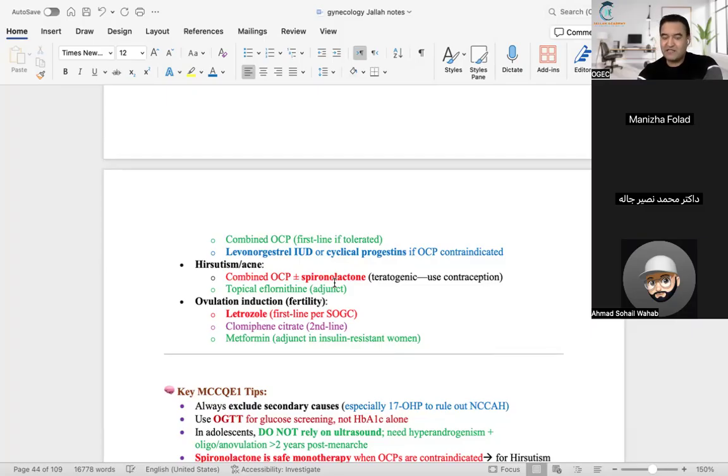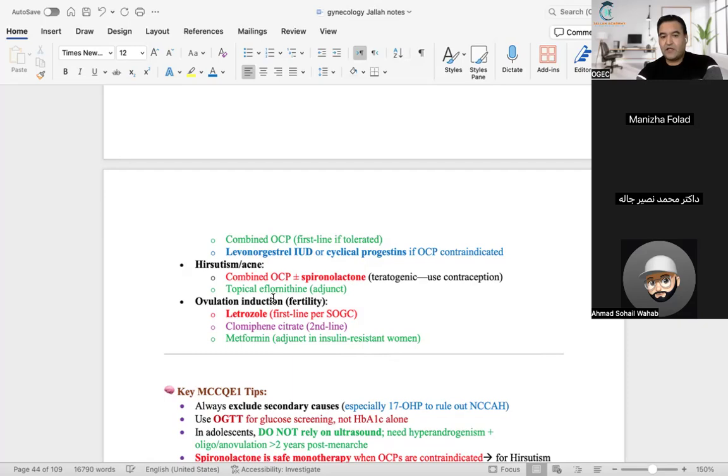But in some cases, maybe your patient has some sort of allergy, or the patient, for example, is not a good candidate. For example, the patient has DVT, or the patient is having a migraine with aura. In that case, you cannot use the OCP. So you can go ahead and do the monotherapy with the spironolactone.